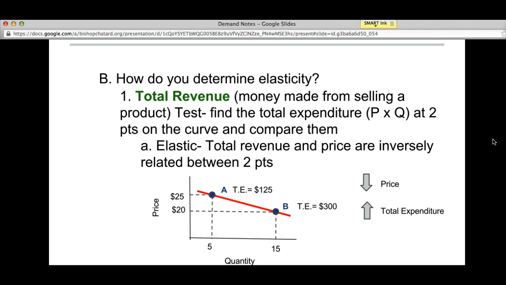Okay, anybody have any questions about this? Okay, on Monday we're going to talk about how to find if it's inelastic and unit elastic using the total revenue test. And then I'll tell you about one other way, a way without any graphs, to determine whether something is elastic or inelastic. All right.